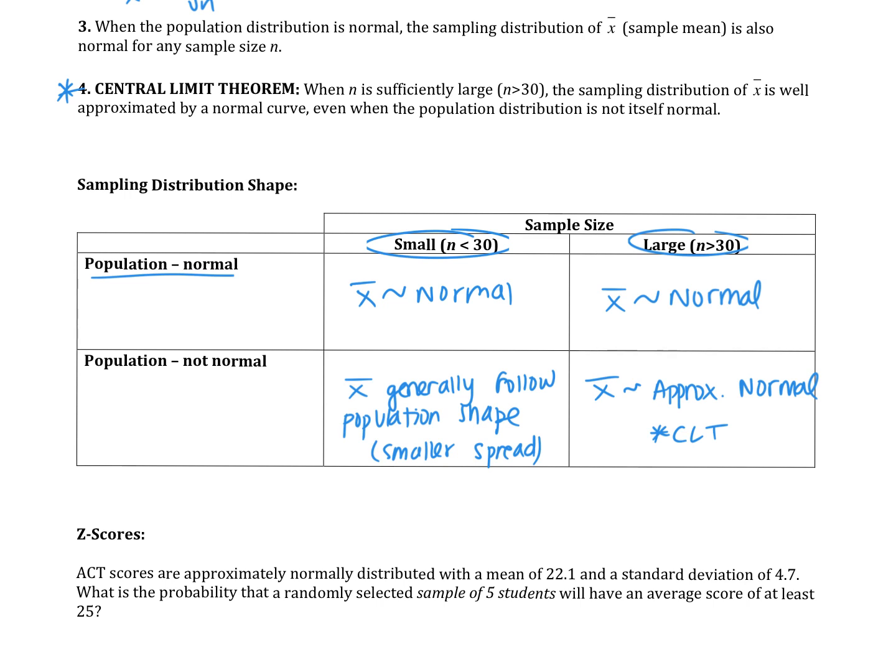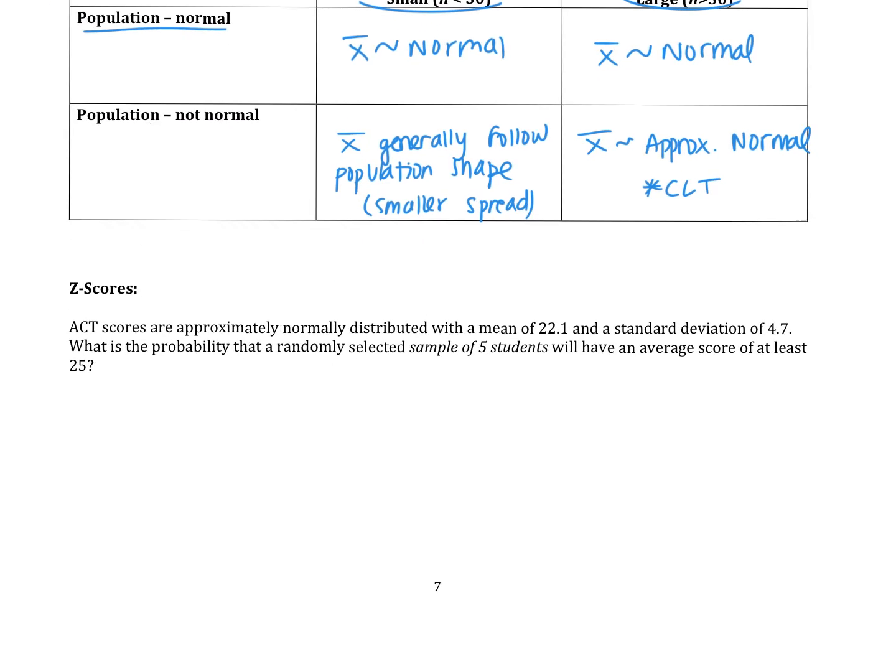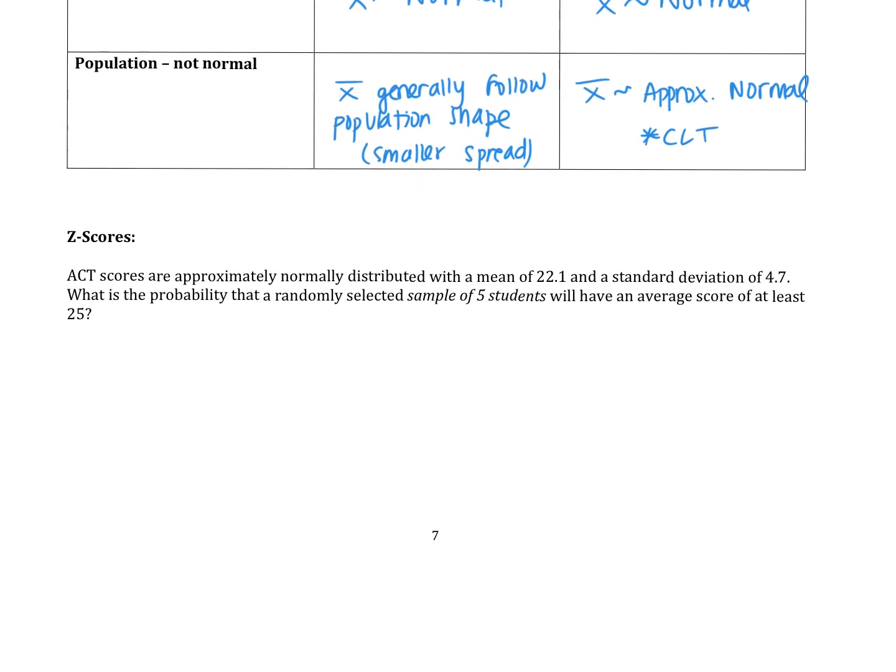Okay, so let's look at an example here. ACT scores are approximately normally distributed with a mean of 22.1 and a standard deviation of 4.7. What is the probability that a randomly selected sample of 5 students will have an average score of at least 25? When you read this, the first thing you should do, like we've been talking about, is define a variable and put things symbolically, whichever numbers you were given.